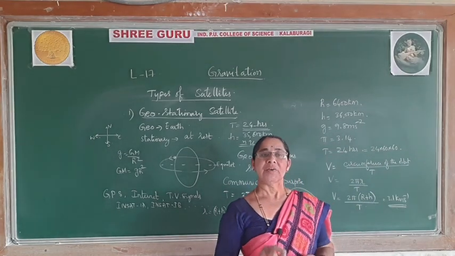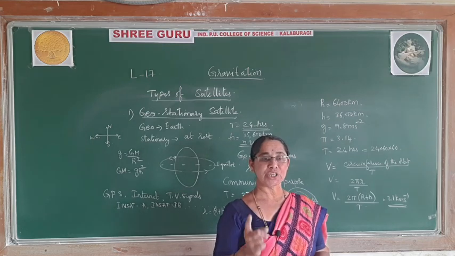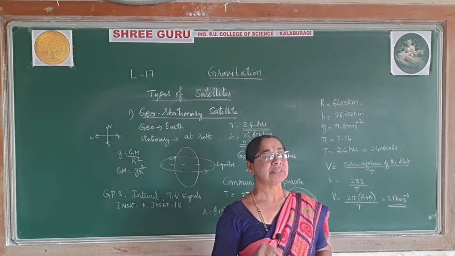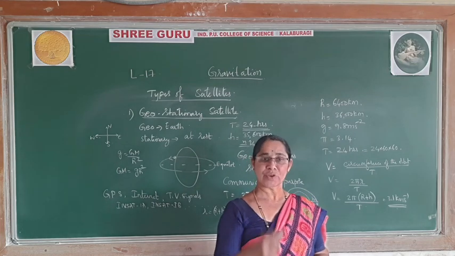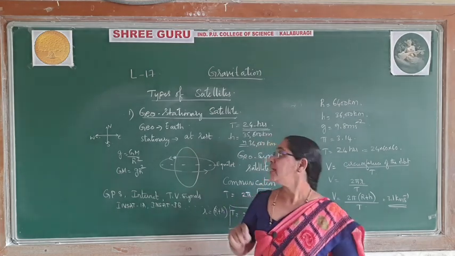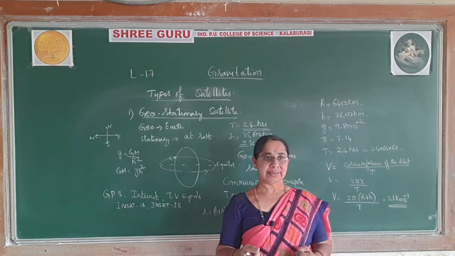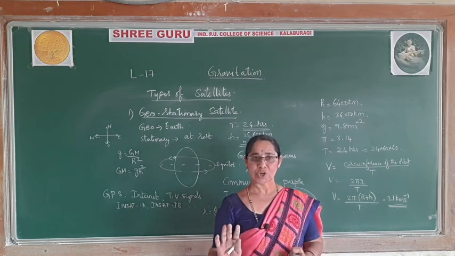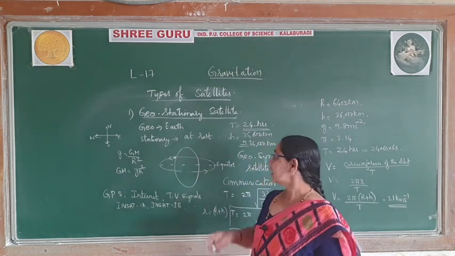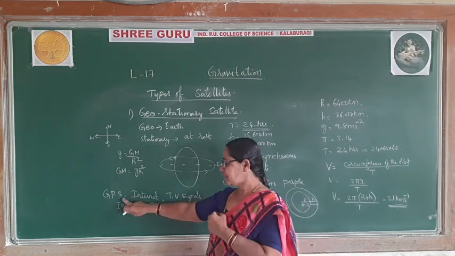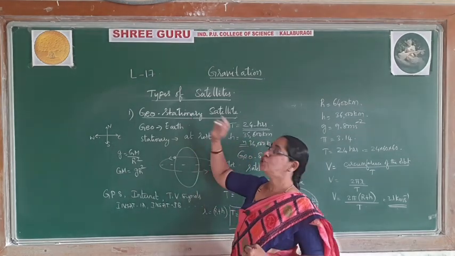Due to this, the satellite rotates along with the rotation of the earth, hence we feel the satellite is at rest, but it is not at rest. It is moving along the direction of the earth, hence we say it is a geostationary satellite. It is moving around with the rotation of the earth itself, but we feel it is stationary. Because of this condition, today most of the GPS signals, internet and TV signals all work with the help of geostationary satellites.